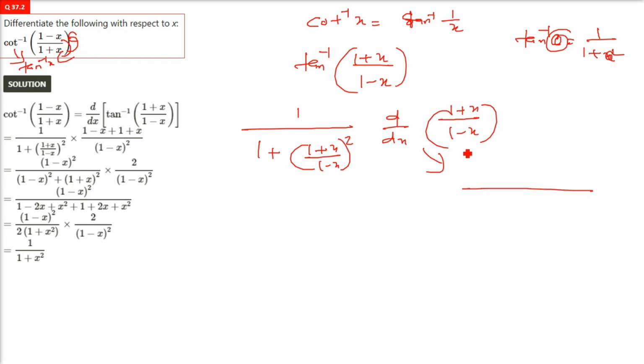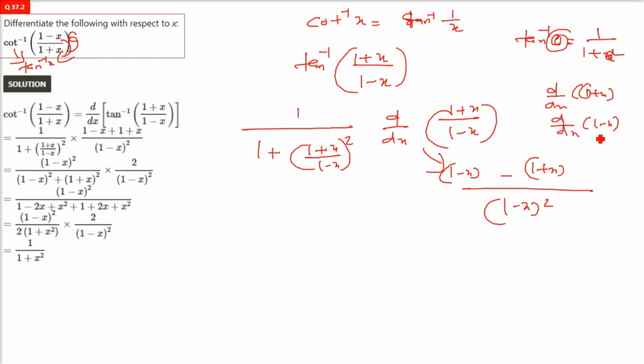d by dx of (1 plus x) by (1 minus x). So (1 minus x) whole square in the denominator. I'm using the quotient rule here. 1 minus x will be here, d by dx of 1 plus x, let us do it here: 1 plus x, 1 will be 0, x will be 1, so 1 only. Minus (1 plus x) will come outside, and the differentiation of 1 minus x. Differentiation of 1 minus x will be what? Differentiation of 1 is 0 and x is 1, so negative 1 will come out. So negative will become plus. So this x gets cancelled, 1 plus 1 is 2. So you have 2 by (1 minus x) square. Finally you get the differentiation as this one.